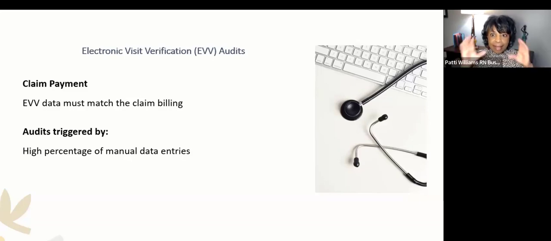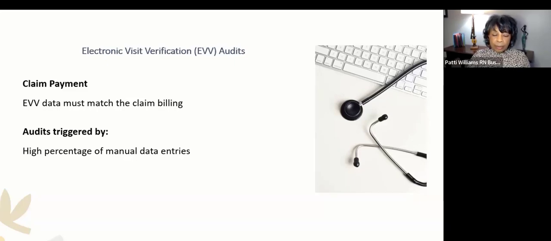Well, my eyes got this big when the lawyer was speaking, and she said that if there's a high percentage of manual data being entered in the office and not coming through the system the proper way, that those will trigger audits by PCG, Public Consulting Group. That's one of the audit entities.